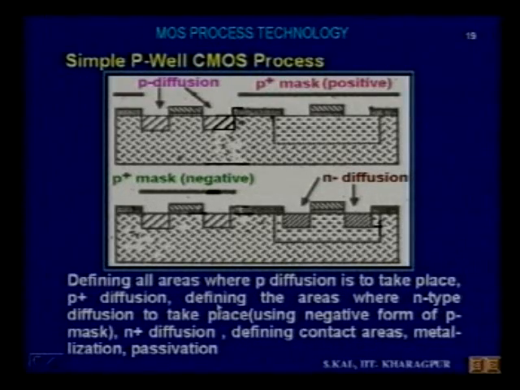Then comes another photomasking to define the areas where N-type diffusion is to take place, which is here. So go for another photomasking using the negative form of the P mask. Just now I told you the same mask can be used in this step also, but using negative. Now comes N plus diffusion. Then defining the contact areas. We define contact areas. Then follows metallization and passivation to complete the process.